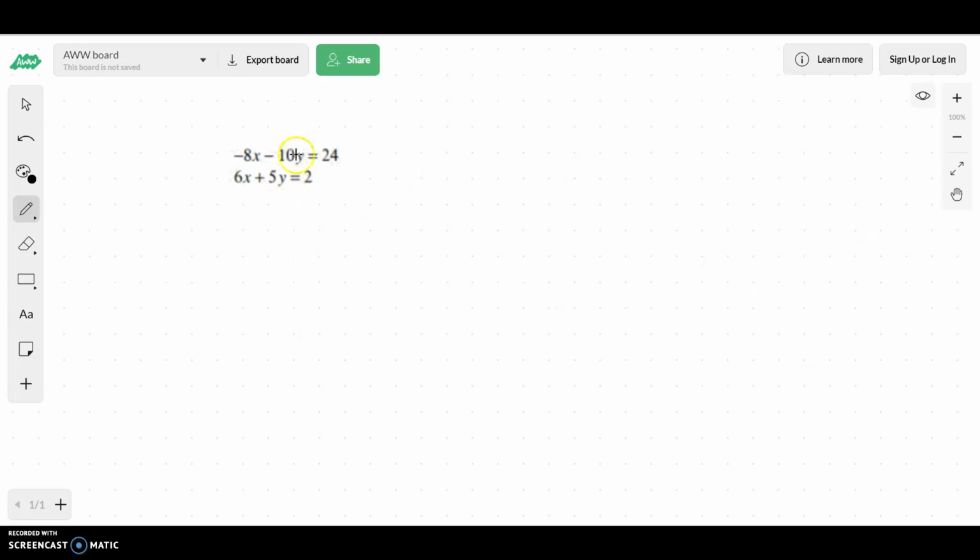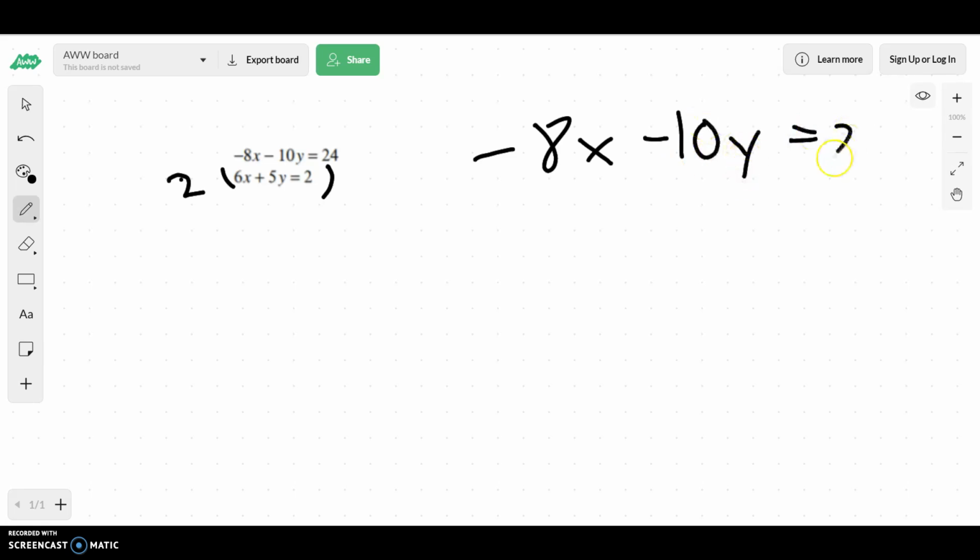Okay, let's do this problem right here. So in this problem, what we're going to do is we're going to do the same thing. We're going to try to do elimination. I'm going to multiply the bottom by 2 to try to cancel out these tops. So we're going to get negative 8x minus 10y is equal to 24. Then I'm going to get 12x plus 10y is equal to 4.